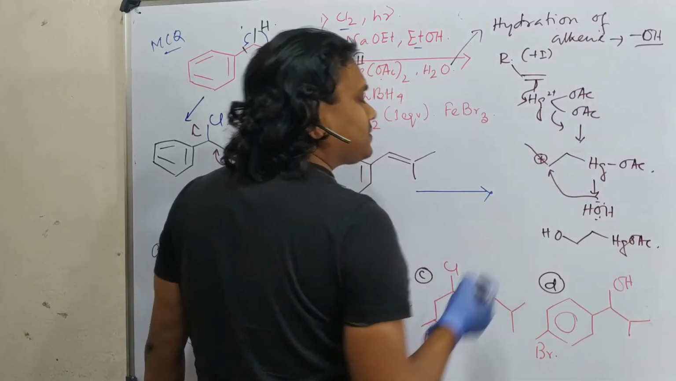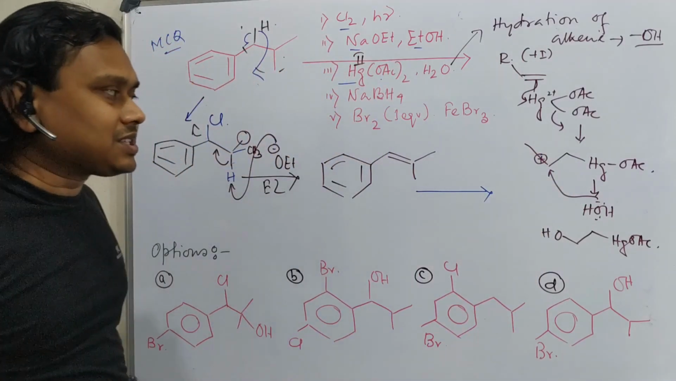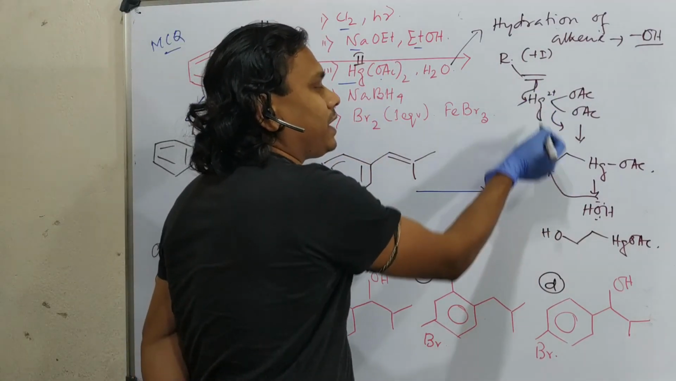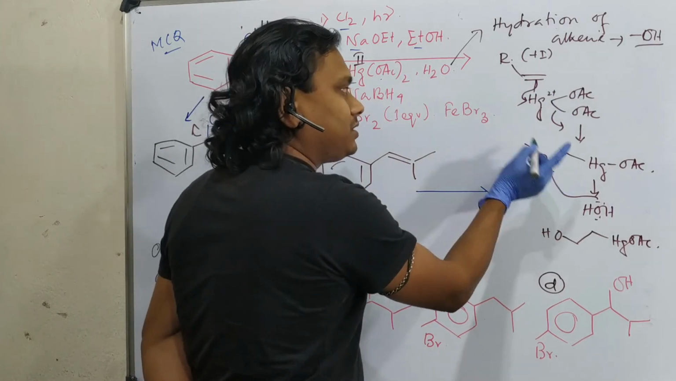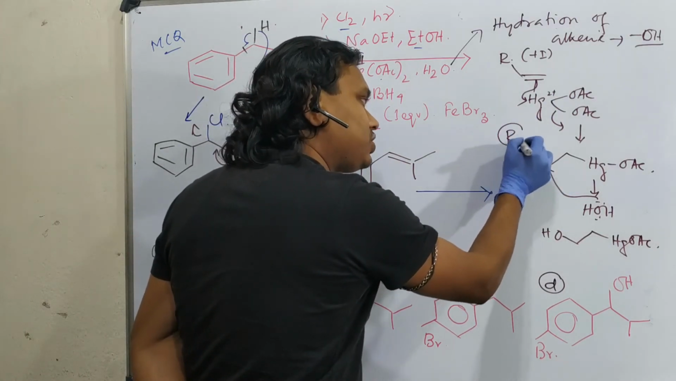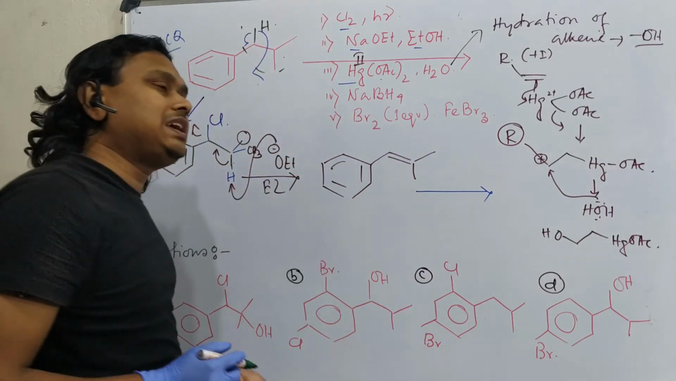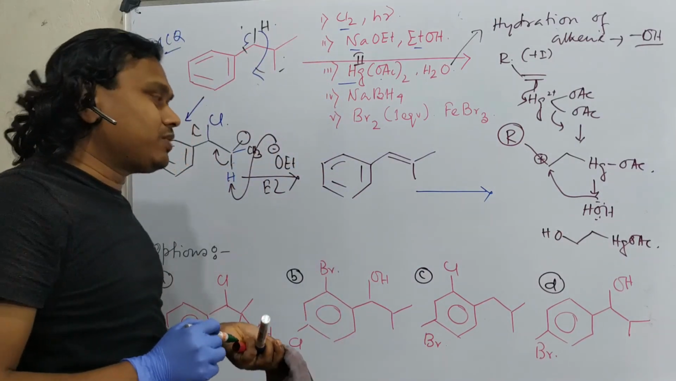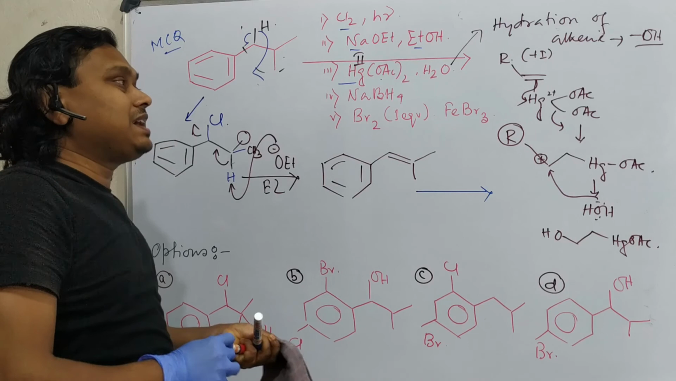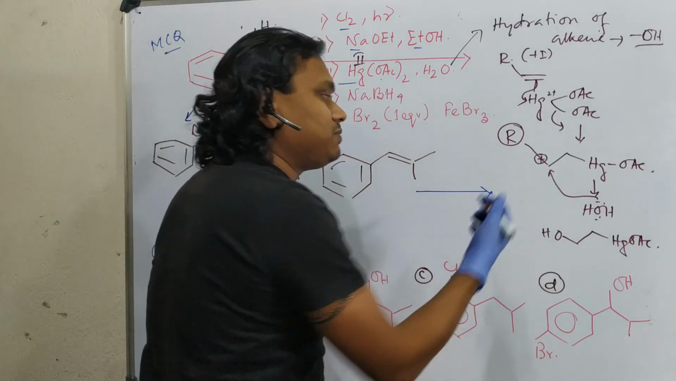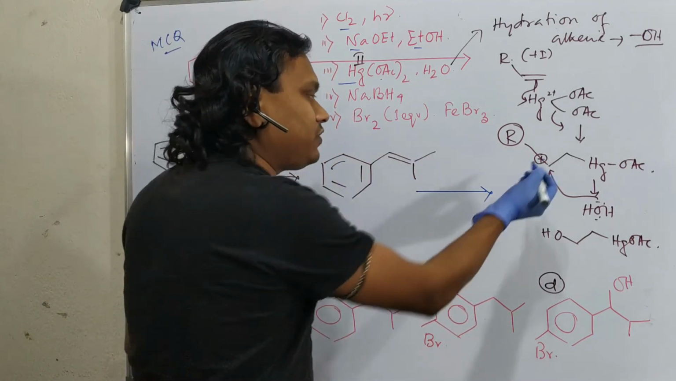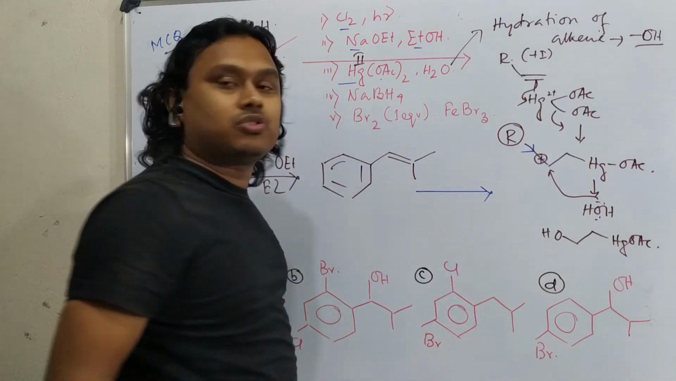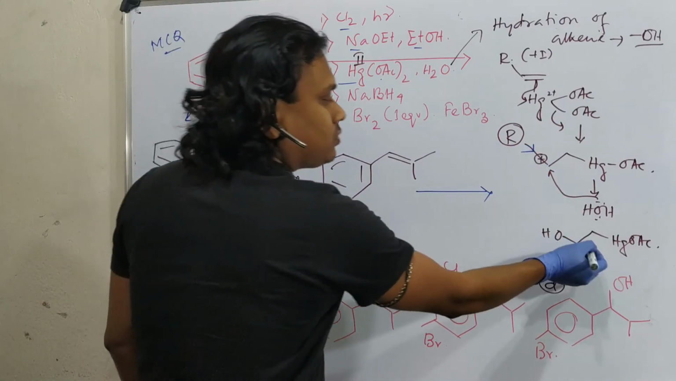This plus charge is stabilized, because you can ask me that, sir, why this bond will break? Means why positive charge will generate here? The driving force is the nature of this R, which is actually an electron releasing substituent. That's why it will help to stabilize the positive charge, and positive charge means electron deficiency. Electron deficiency is created here by pushing electron density. Fine. That's why.